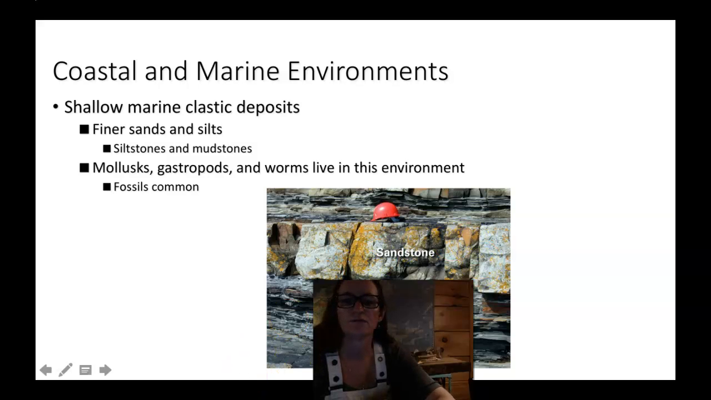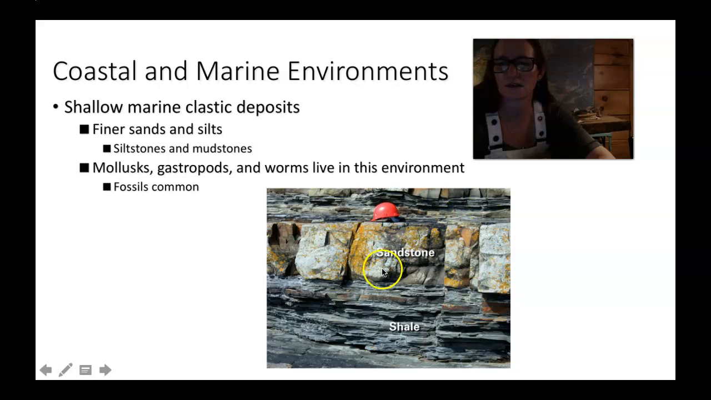In the shallow marine environment, then, we have fine-grained sands. So this is a shale. That's the muddy sediment that when it turns into rock, it will break into sheets. Siltstones are a little bit grittier, and those can be found off the shore. This is also the environment where there's going to be a lot of fossils. So mollusks, gastropods, which are like snails, and worms all like this environment. So there are lots of fossils in the offshore shallow marine environment.